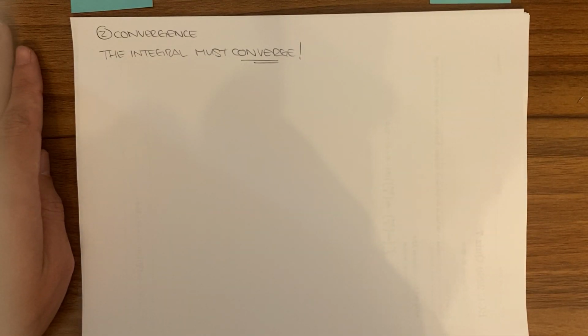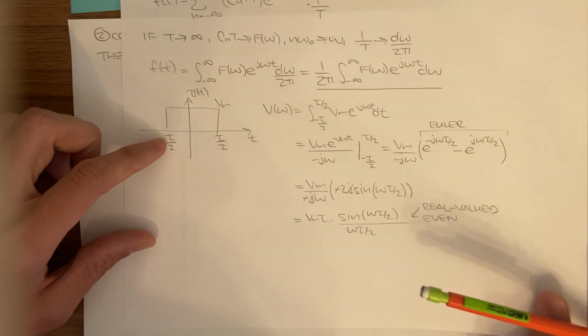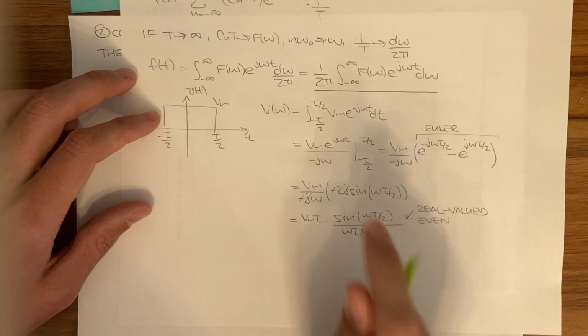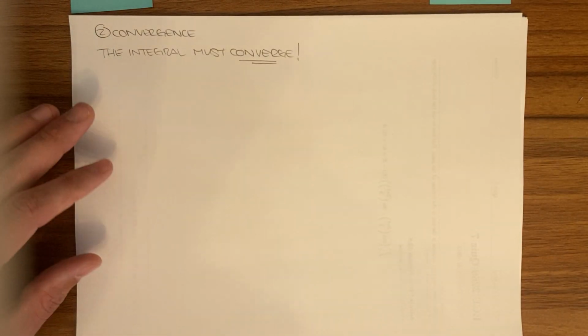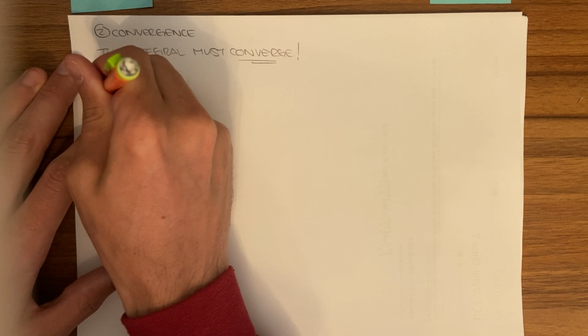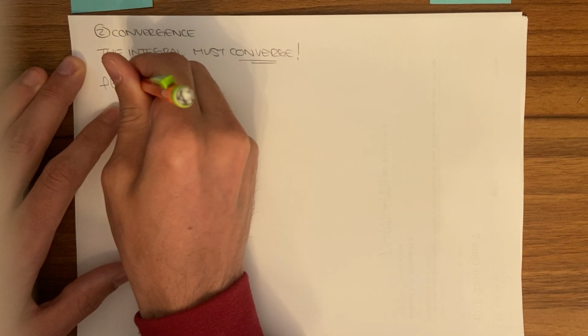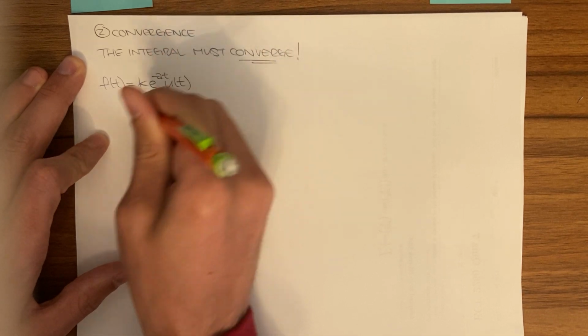So for that to happen, there are two ways we can do it. The first is we could have a situation like this, where it's clearly going to converge, because really we're only integrating from negative tau over 2 to tau over 2. That's fine. Or what if we have a situation where our function is, I don't know, f of t equals k e to the minus at u(t), okay?